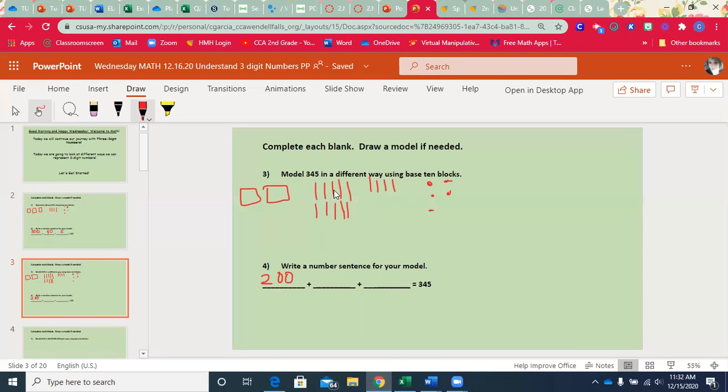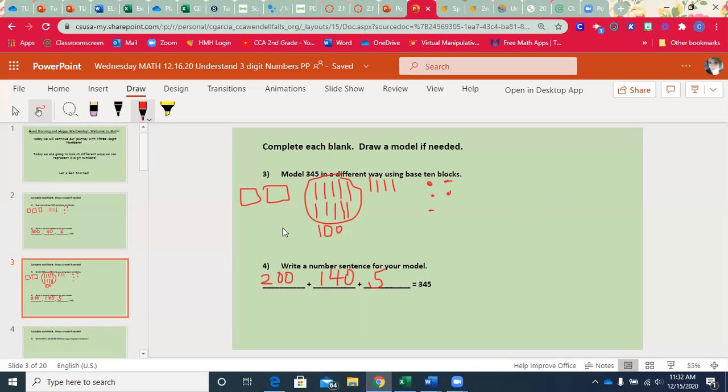And then I have 14 tens. And remember, this is a group of 10 tens, which equals 100. So that's 100 worth of tens here, plus the 4 tens over here. So if I count that out, I have 100, 110, 120, 130, 140. So my tens that I'm showing in my model have a value of 140 because there are 10 here and 4 here, and then my 5 ones down here on the end. So this is also a way to represent the number 345 and to write a number sentence.